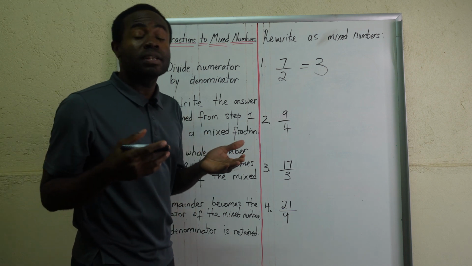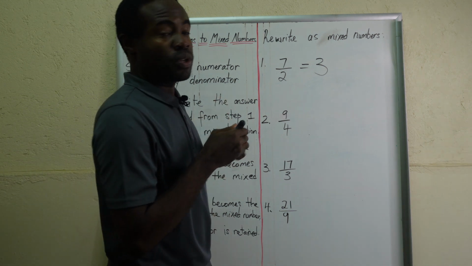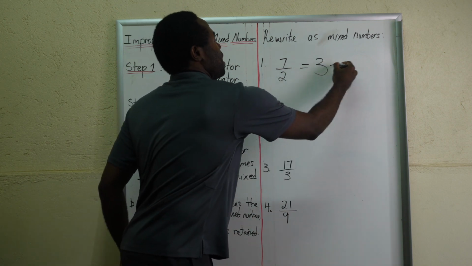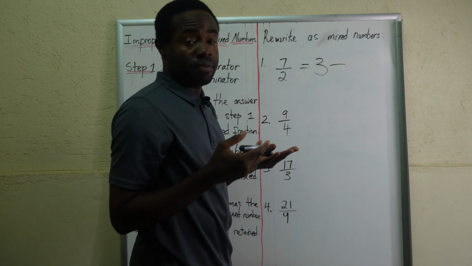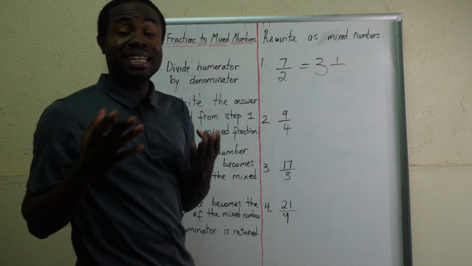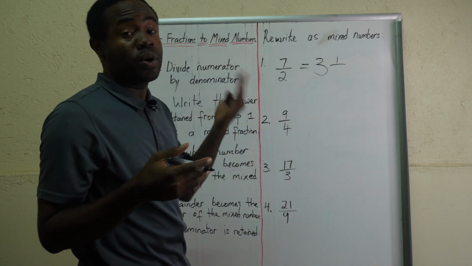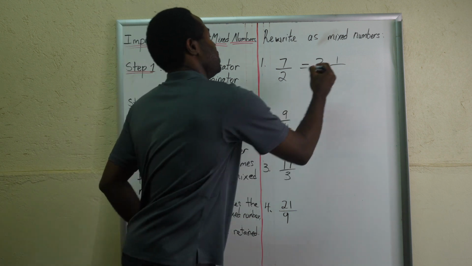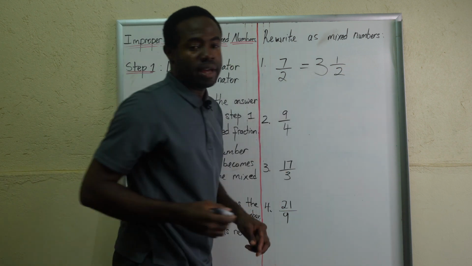Now what is the remainder? What's the remainder, guys? The remainder is 1. And that now becomes the numerator of the mixed number: 1. And then the denominator doesn't change, so we're going to write it back as is. So we put back our 2 right there.